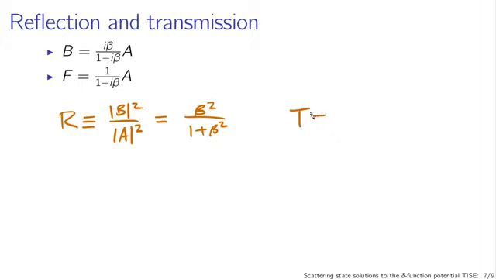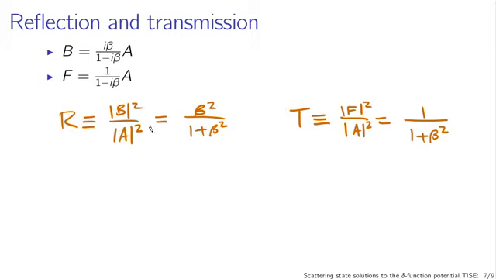Our transmission coefficient T, being defined by the squared magnitude of F over the squared magnitude of A, again looks very similar, except we have 1 over 1 plus beta squared for the transmission coefficient. So these are our definitions of reflection and transmission coefficient in terms of ratios of probability amplitudes. If I send an amplitude A in, what is the fraction of particles that are going to scatter back, essentially, as represented by a ratio.